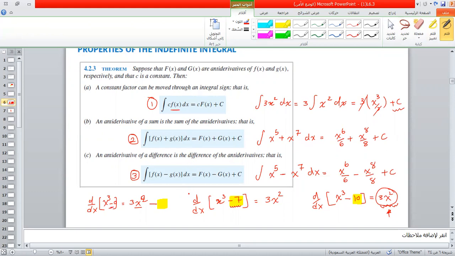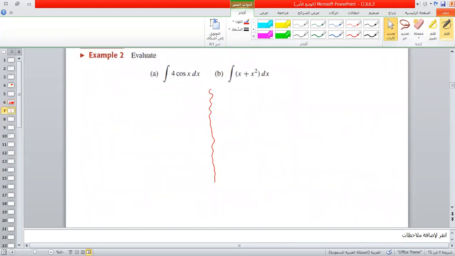Next page. Also, guys, we solved these two questions yesterday, but I prefer to repeat them again for our friends.